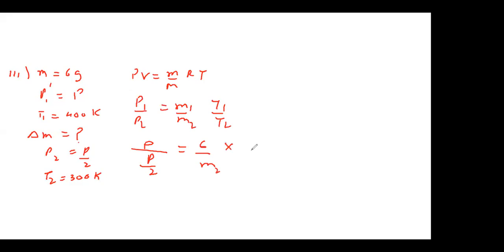Temperature 400 upon 300, the zeros cancel, P cancels. 2 will come in the numerator, equals 3 into 2 is 6. So 2 4s are 8 upon M2. Therefore M2 equals 8 by 2. M2 equals 4 gram.